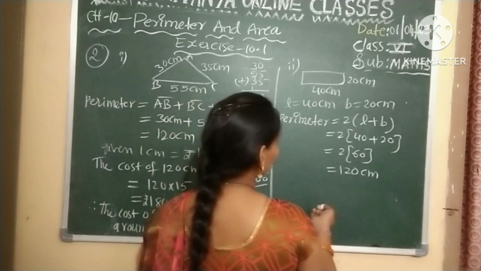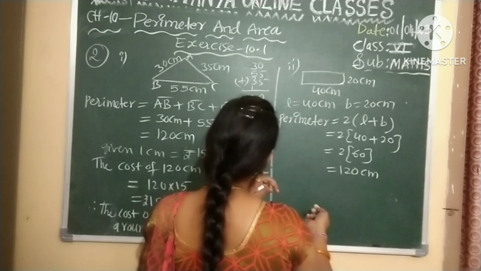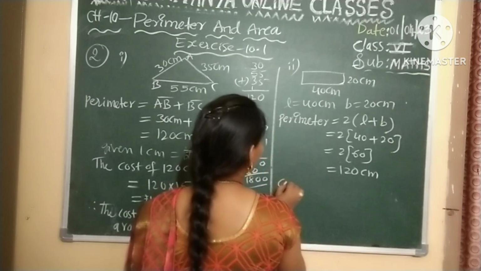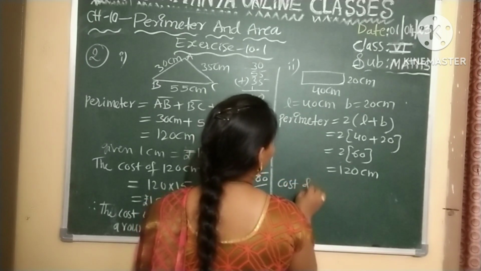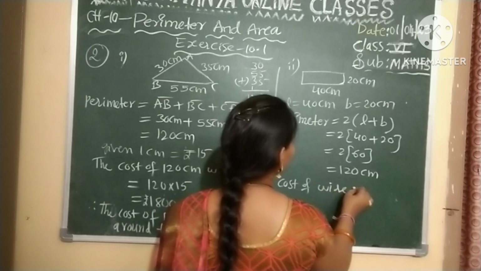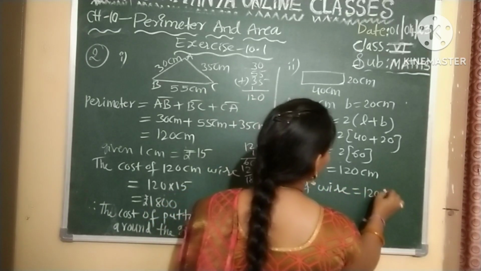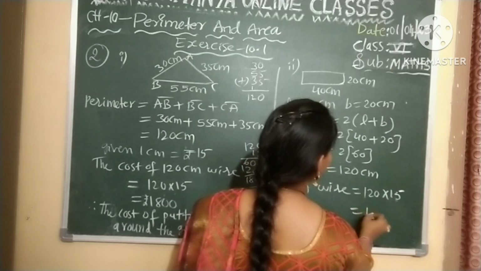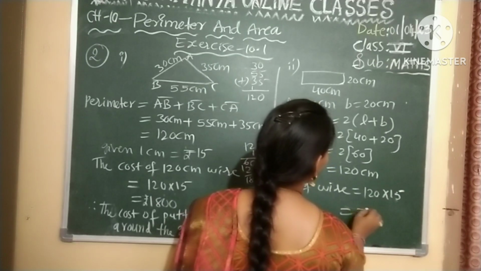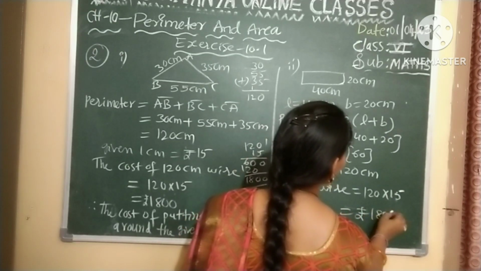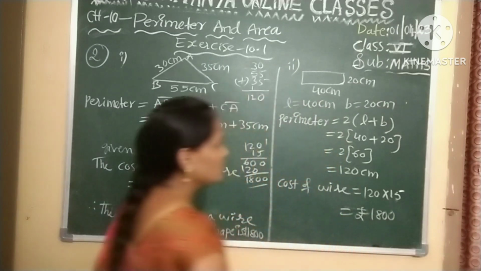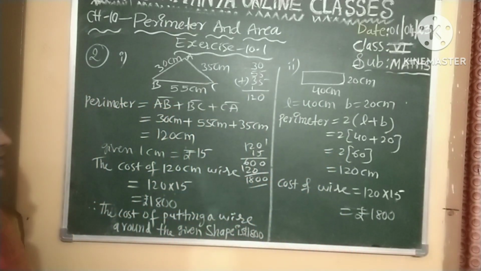So you will get the same answer now. So 120 into 15, right? The cost of fencing, the cost of wire for putting around the given shape, is 120 into 15, which is 1800 rupees. We already did this, 1800 rupees, so you can write the same conclusion. Once you take the screenshot, I hope you understand.